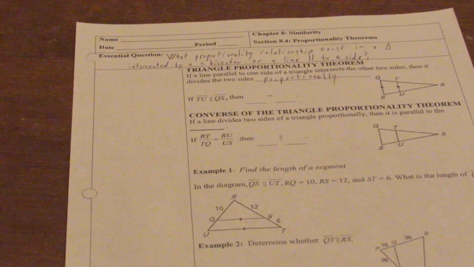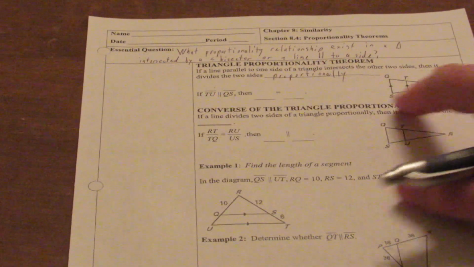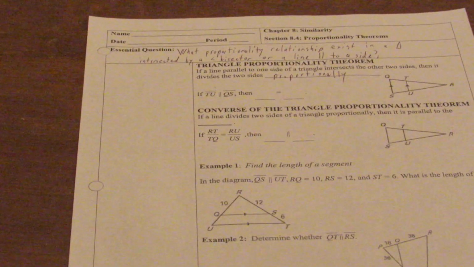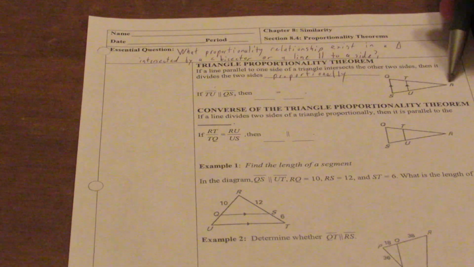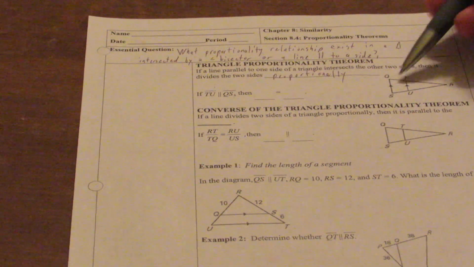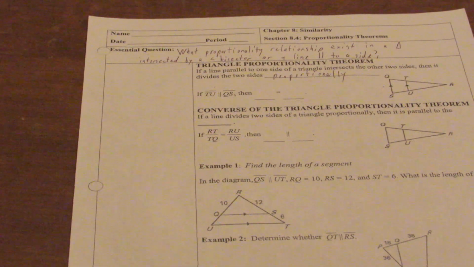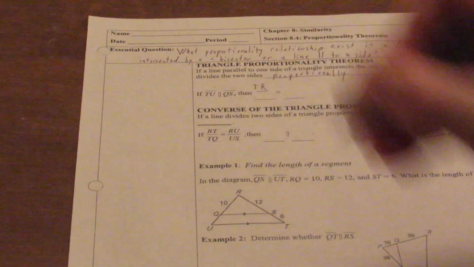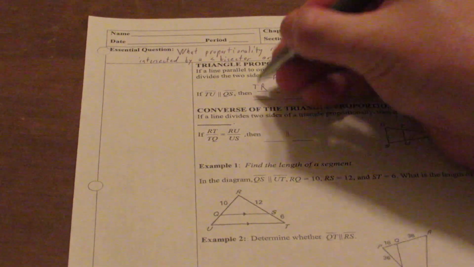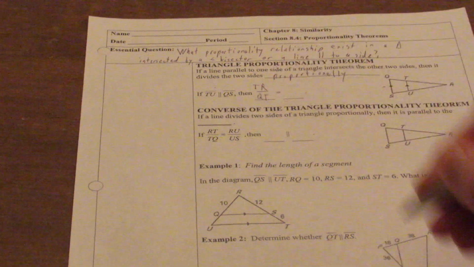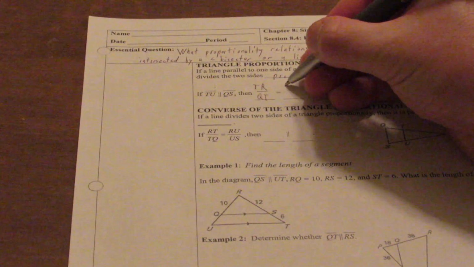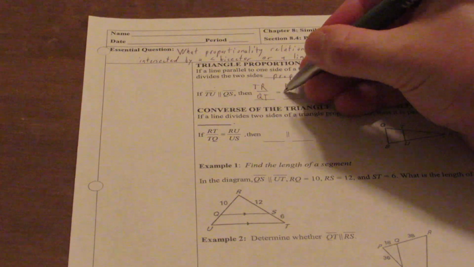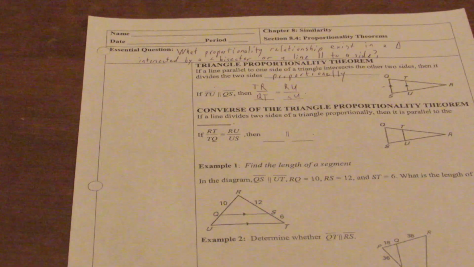So looking at this, they tell me that TU and QS are parallel. So then these sides, QT, QR, and SR, are divided proportionally. So I have TR over QT equals RU over SU.